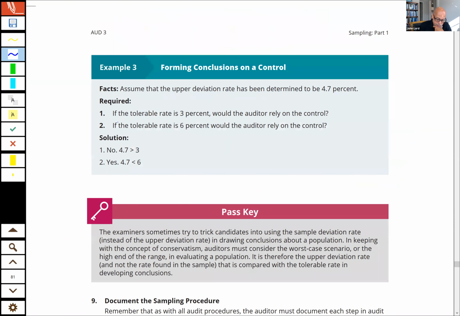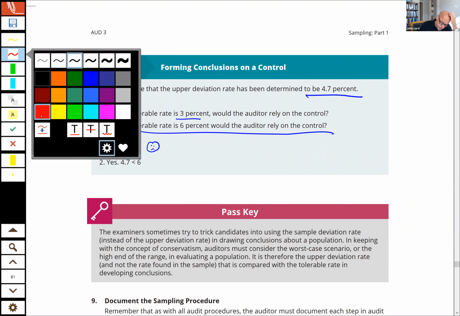And they say, hey, we have an upper deviation rate of 4.7. If tolerable rate is 3%, the auditor is not going to believe that that control has operating effectiveness. They're going to be sad, and they're going to have to go and do the full measure of the substantive test, or scrounge around for some other control that will compensate for the one that just failed.